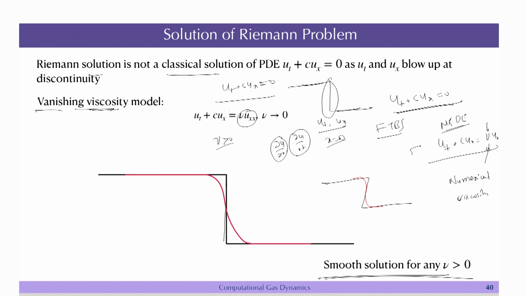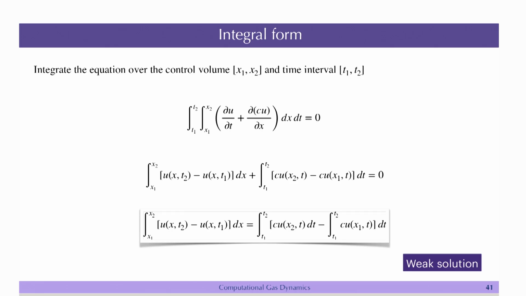The other approach is what is called the integral form or the weak solution, and we had a brief discussion about it earlier. What we do is integrate that equation over a control volume. So, we will consider a control volume, let us say between x1 and x2, and in time between t1 and t2. So, this is my x and this is my time. You have a control volume like this.